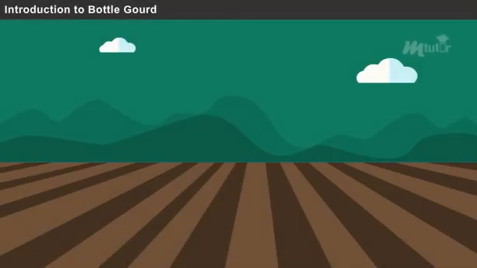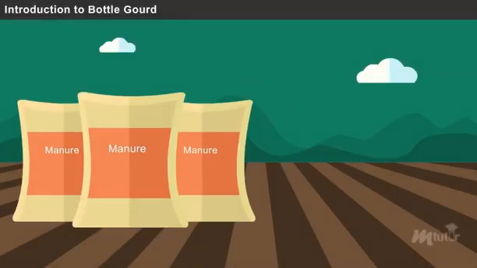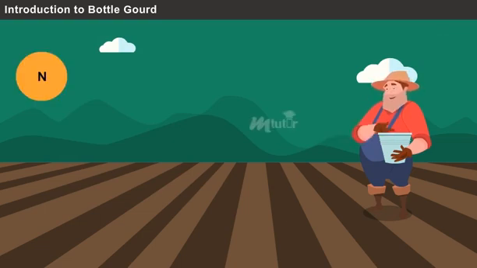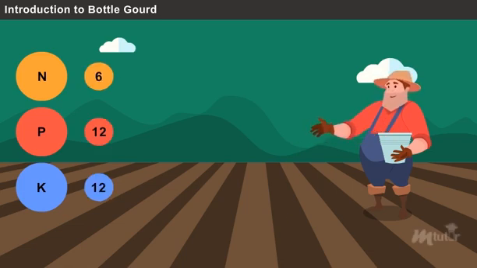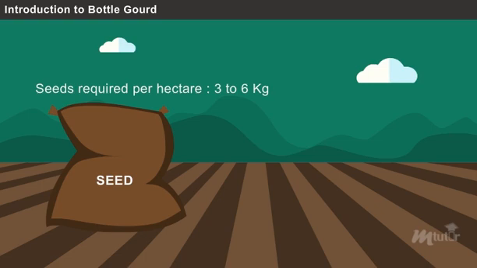Further, furrows should be made at a distance of 2 to 3 meters with a spacing of 2 into 1 meter. To these furrows, farmyard manure should be applied at a rate of 20 to 25 tons per hectare. In addition to farmyard manure, 100 grams of nitrogen, phosphorus, and potassium mixed in the ratio of 6:12:12 should be applied per pit as a basal dose, followed by which 2 to 3 seeds should be sown in a pit with a depth of 2.5 centimeters to 3 centimeters. 3 to 6 kilograms of seeds are required per hectare.